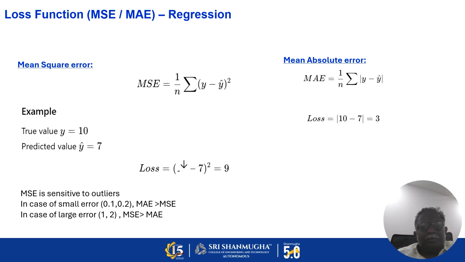Mean square error is very sensitive to outliers, since we are squaring the terms. If you have a small error, for example a difference between actual and predicted of 0.1 or 0.2, the mean absolute error is greater than the mean square error. Suppose you have a large error, like 1, 2, 3, then the mean square error is greater than the mean absolute error.